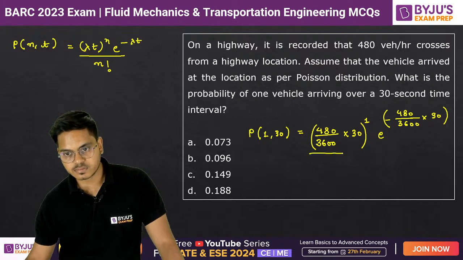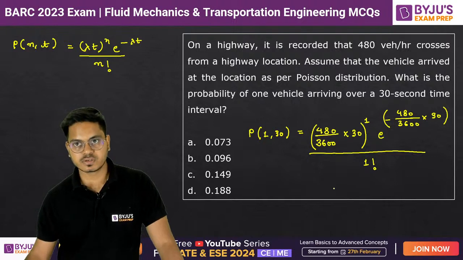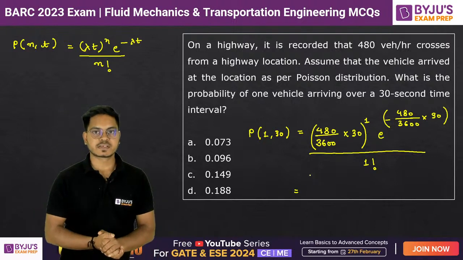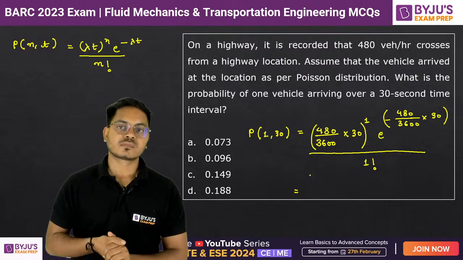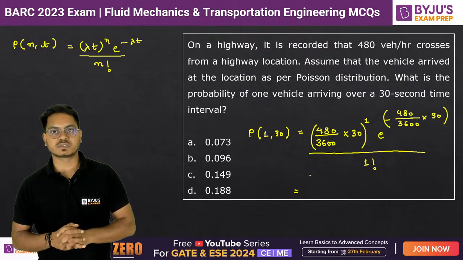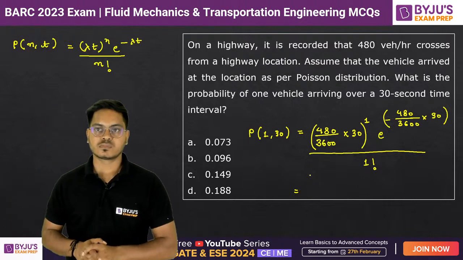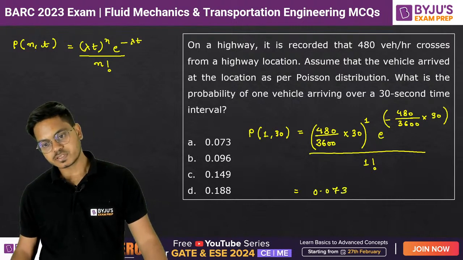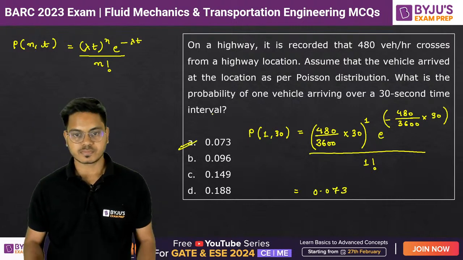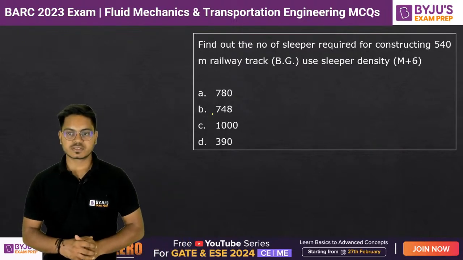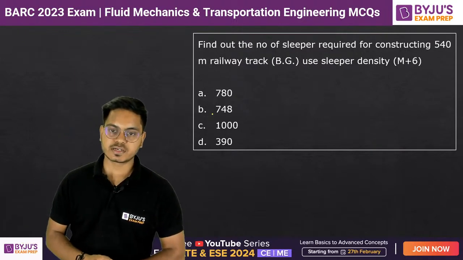divided by n factorial, which means 1 factorial. So how much is it? Please calculate. 480 by 3600. Yeah, what is the answer? Yes, it should be 0.073. Option A. Next question. Find out the number of sleepers required for constructing a 540-meter rail track.